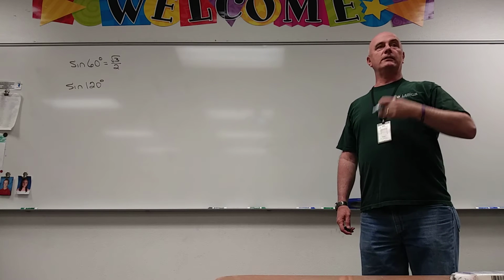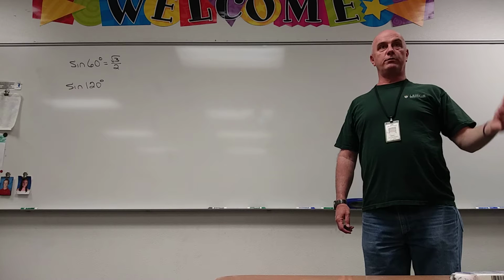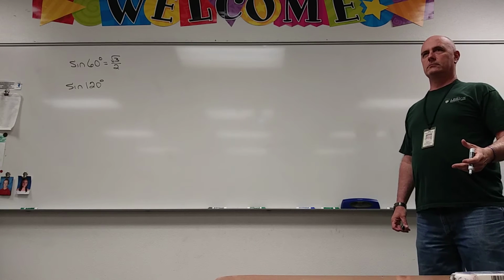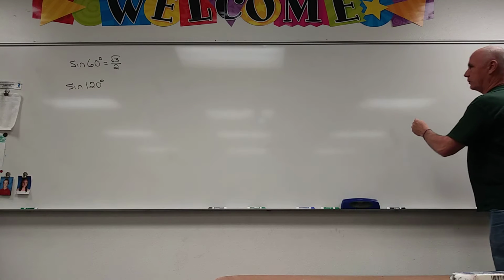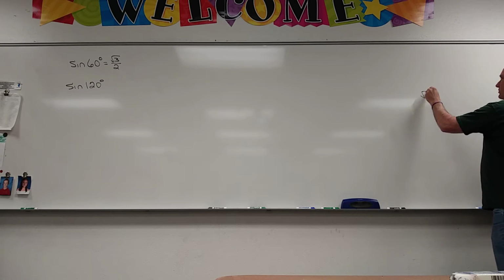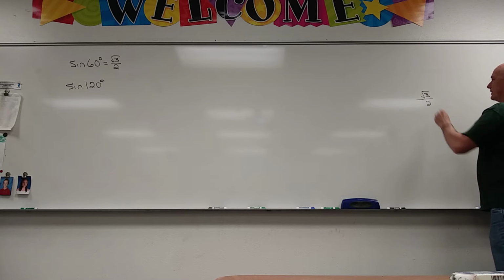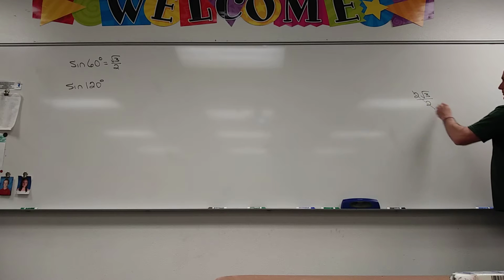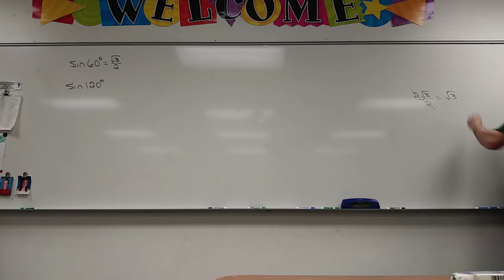Now, the logical response would be, yeah, root 3 over 2. So if the sine of 60 degrees is square root of 3 over 2, then logically I can see most people saying that the sine of 120 degrees would be 2 times that. Correct? Logically, that would make sense. But are we being logical?